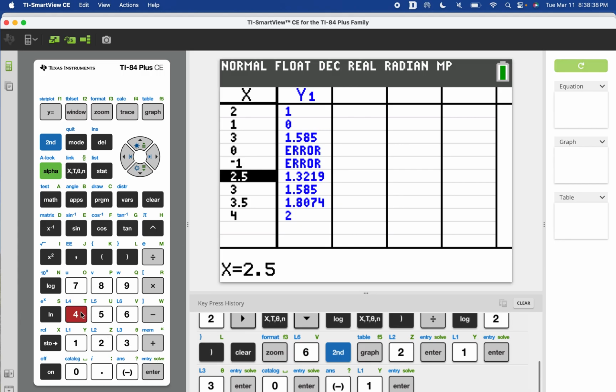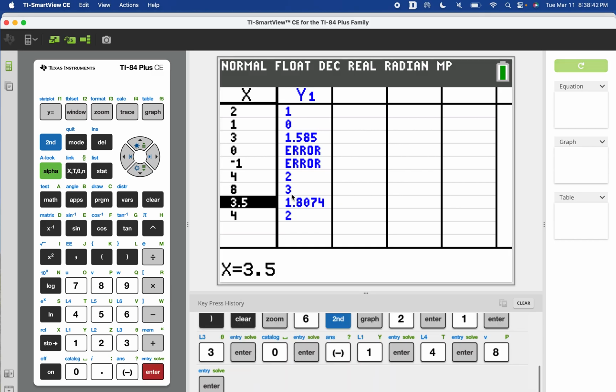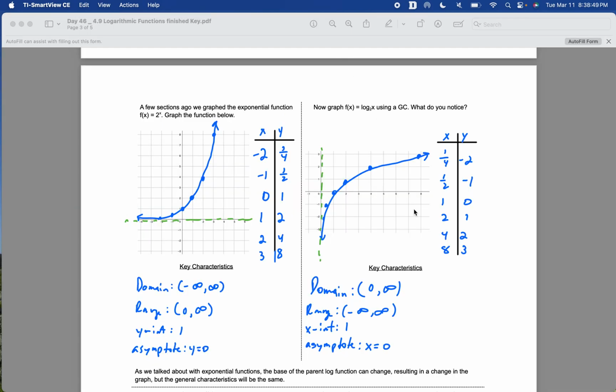And really I'm just kind of trying things out. So if I plug in a 4, if I plug in an 8, these are the numbers that I get. Okay, so you're filling out the table and graphing. All right, and what do you notice? Okay, this is exactly what we talked about the other day.